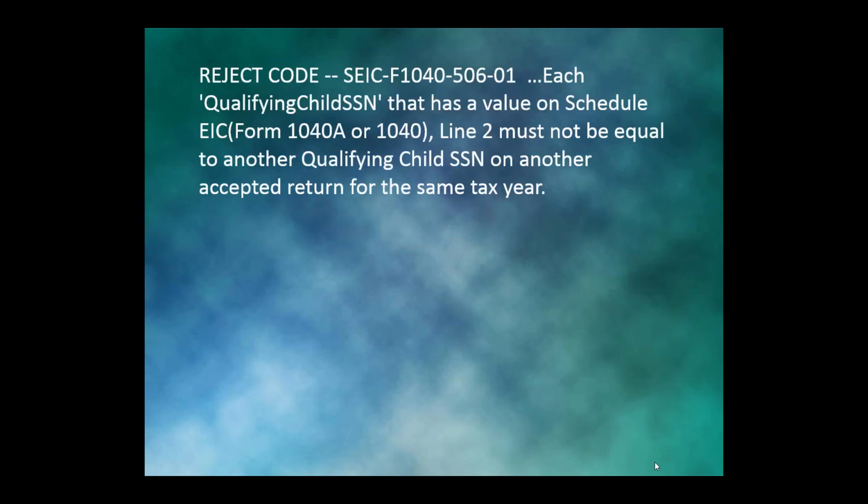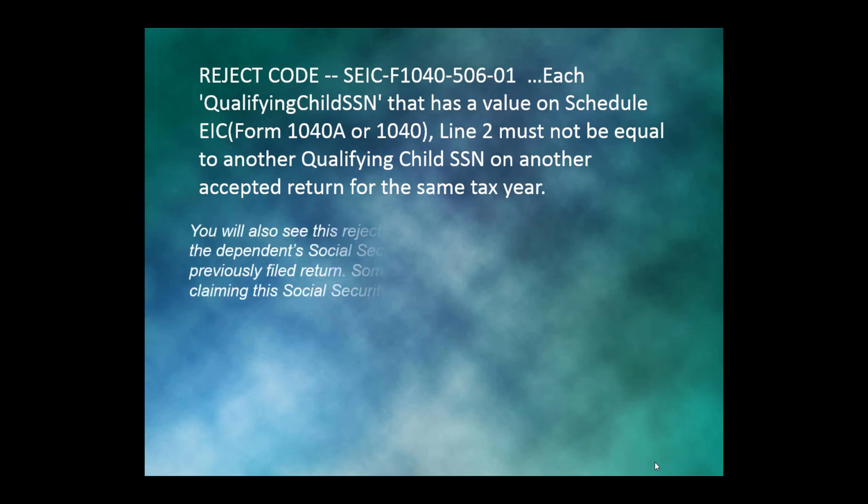Reject code number 7 on the top 10 list. Reject 506. Each qualifying child's Social Security number that has a value on Schedule EIC Line 2 must not be equal to another qualifying child's Social Security number on another accepted return for the same tax year.